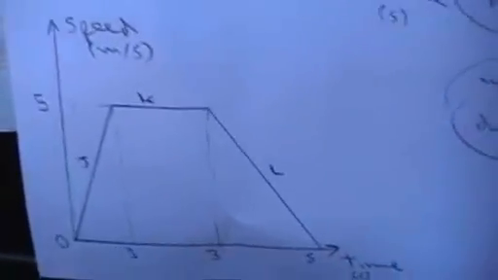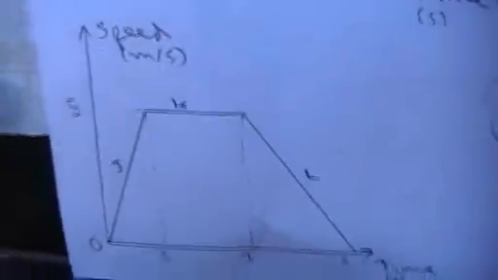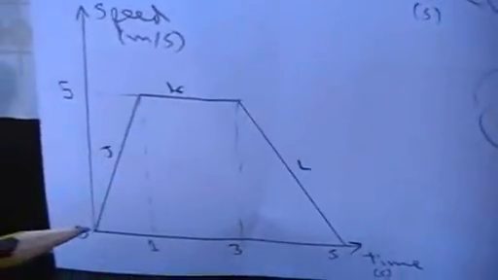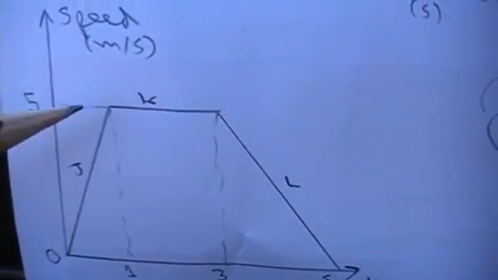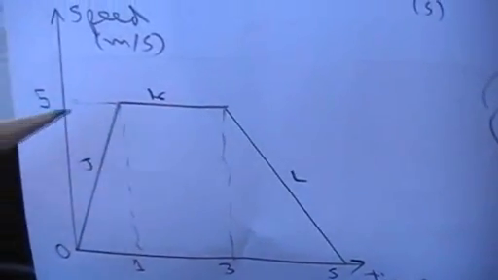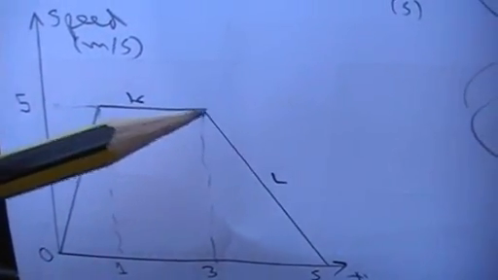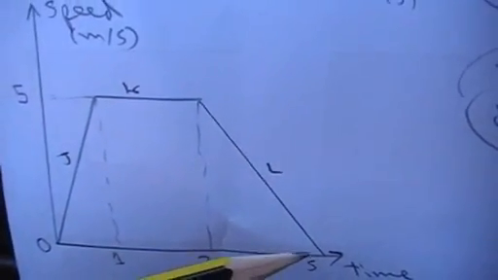Okay, now speed can go down because you can slow down, otherwise that would be a bit weird, you just keep going faster and faster. So we spent 1 second and we ended up at 5 meters per second. Then by 3 seconds, from 1 to 3, we stayed at 5 meters per second. Then we slowed back down to 0 meters per second.